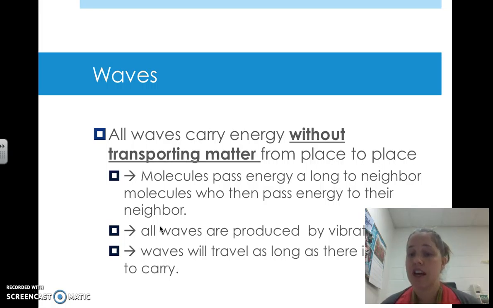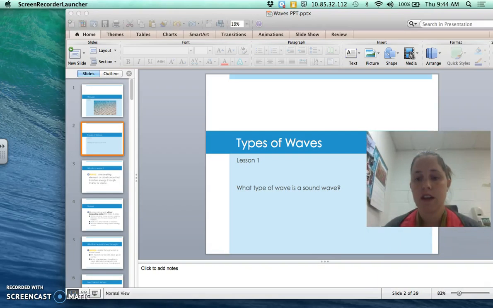Molecules pass energy along to neighboring molecules who then pass energy to their neighbors. So it's kind of like the wave where you see the people standing up in front of you and then the next person stands up and then the next person stands up. And so each person is essentially transferring energy into the next person who will stand up, raise their hands, and be a part of that wave. So you can kind of think of that when you think of waves.